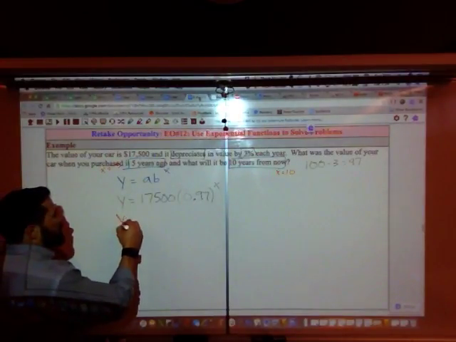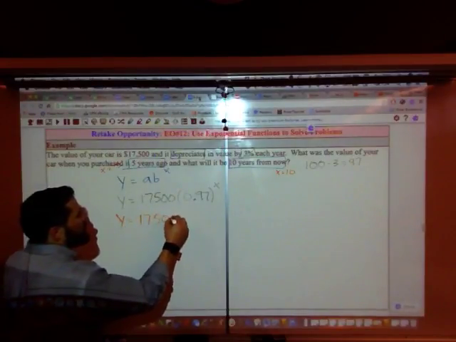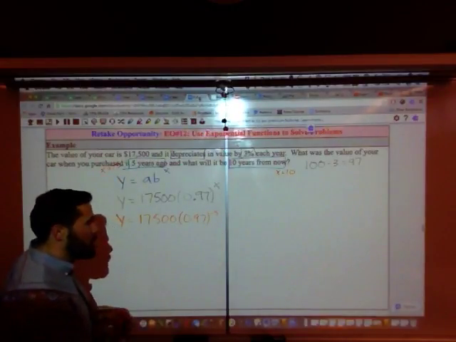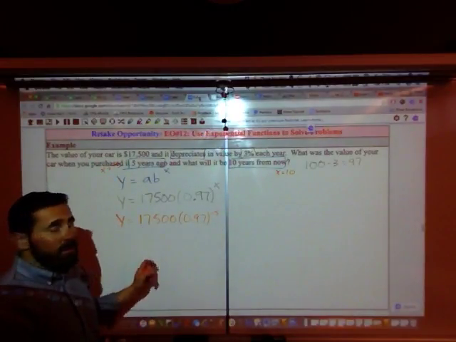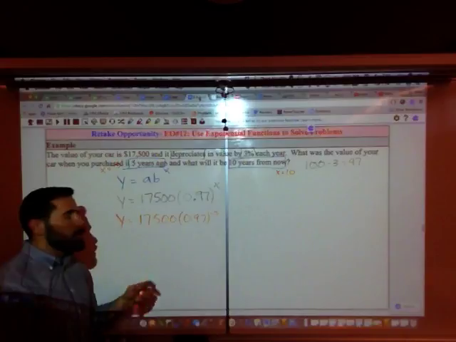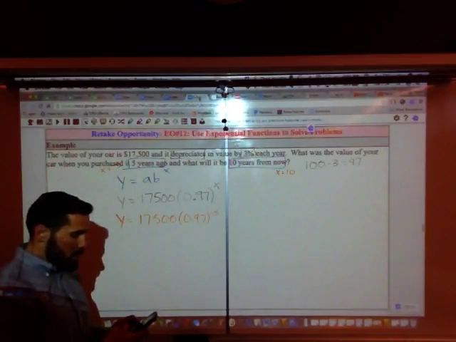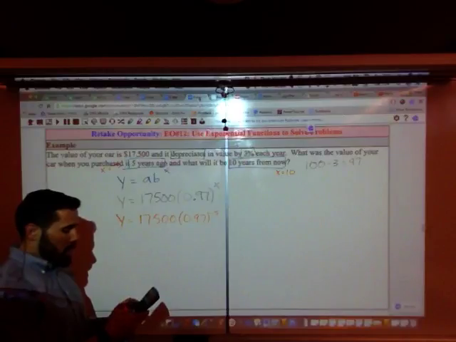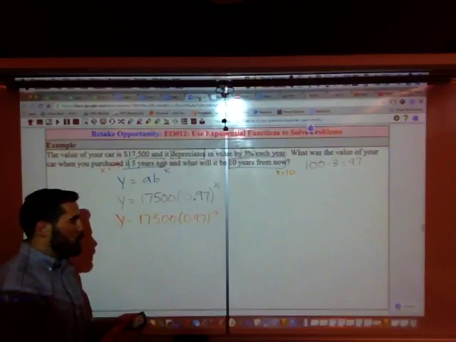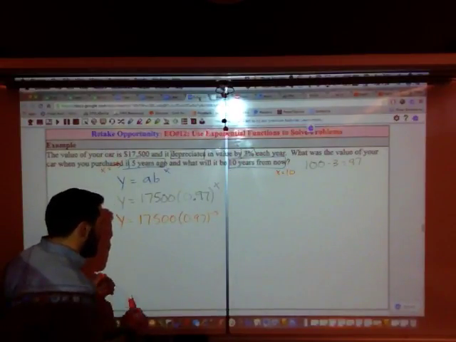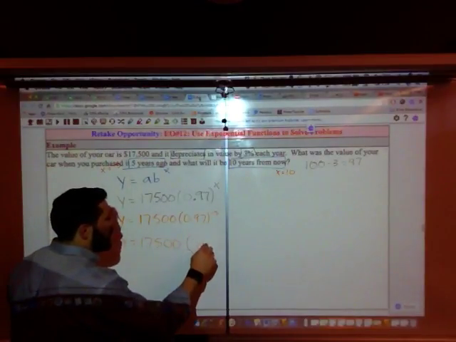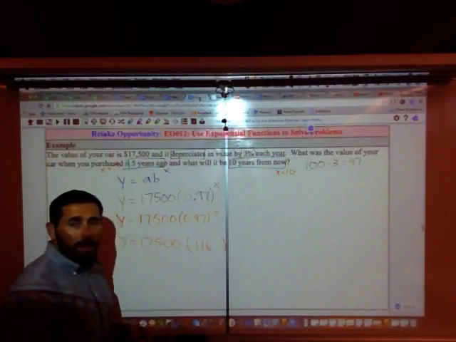So I'm going to have y equals 17,500 times 0.97 raised to the -5. I'm going to do 5 years ago to figure out the initial price. The price should be bigger than 17,500. So I have to do this exponent first, then multiply by 17,500. So I'm going to do 0.97 raised to the -5th power, and I get 1.16. So I get y equals 17,500 times 1.16 and so on. It's kind of an ugly looking decimal.